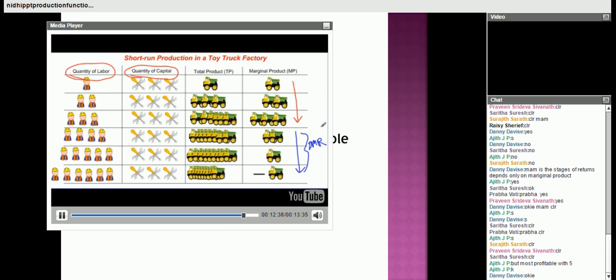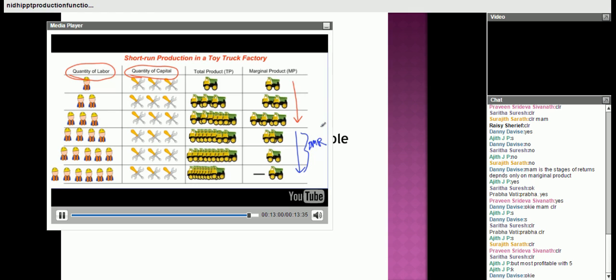If we were to add a seventh, an eighth, or a ninth worker to this factory, the factory would become so crowded and all the workers would therefore become so unproductive that the total product of the factory would begin to decline, perhaps even fall to zero if the factory became too crowded and there was absolutely no way that anybody could make efficient use of the existing capital.